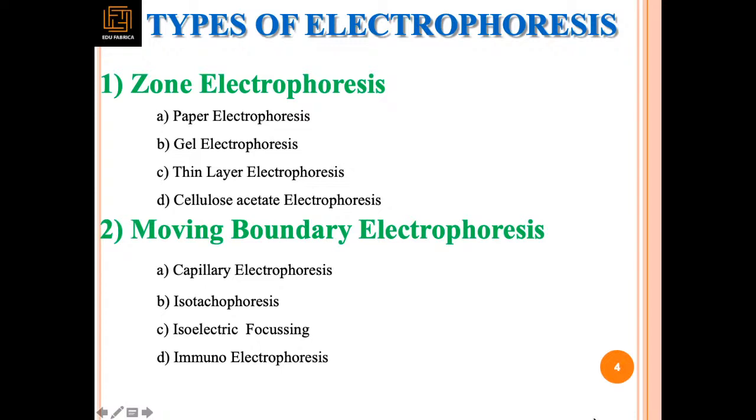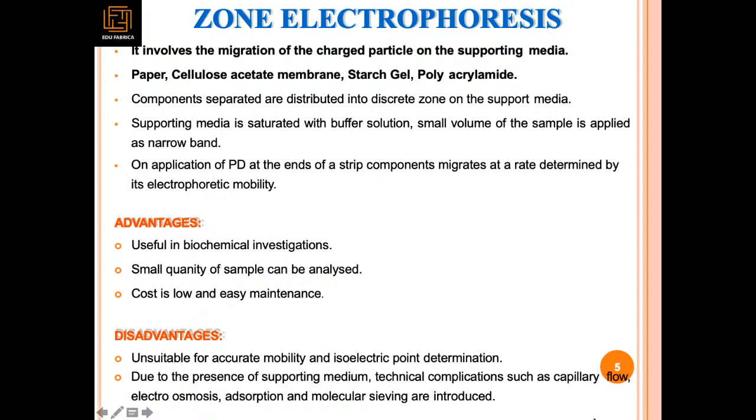So these are zone electrophoresis and moving boundary electrophoresis. Zone electrophoresis includes paper electrophoresis, gel electrophoresis, thin layer electrophoresis, and cellulose acetate electrophoresis. Moving boundary electrophoresis includes capillary electrophoresis, isotachophoresis, isoelectric focusing, and immunoelectrophoresis. So we will discuss these two different articles here, zone electrophoresis and moving boundary electrophoresis, under which we have four different categories. So let's start with zone electrophoresis.